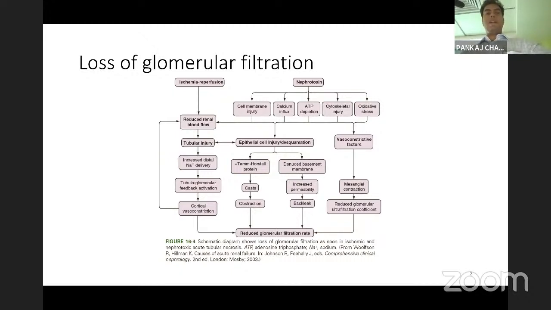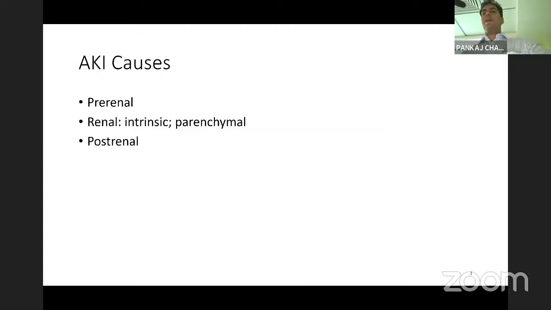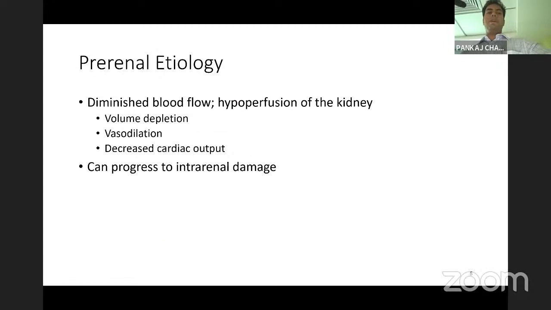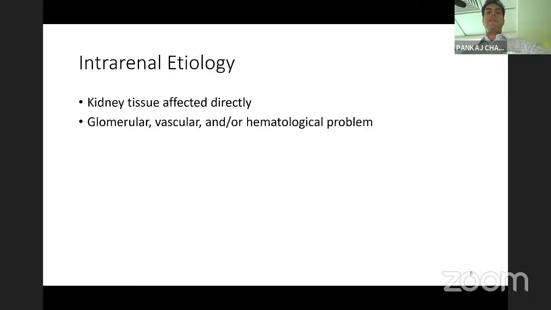The causes of which include pre-renal, intrinsic or parenchymal, and post-renal. Pre-renal etiology is due to decreased blood flow and hypoperfusion of the kidney, which ultimately results in volume depletion, vasodilation, and decreased cardiac output, which can progress to intrarenal damage.